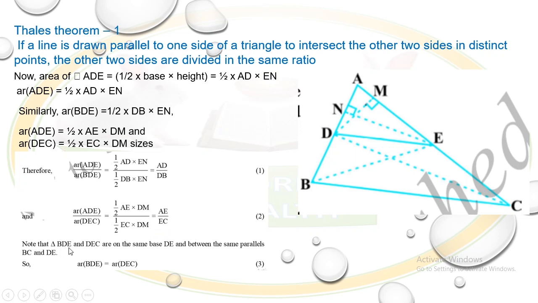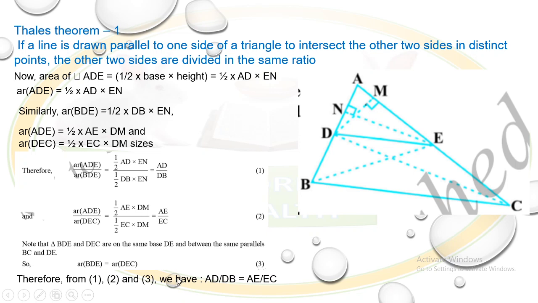Note that triangles BDE and DEC are on the same base DE and between the same parallels BC and DE. Here, triangles BDE and DEC have the same area, because DE and BC are parallel, so the perpendicular height will be the same for these two triangles. That is the reason we say area of BDE is equal to area of DEC.